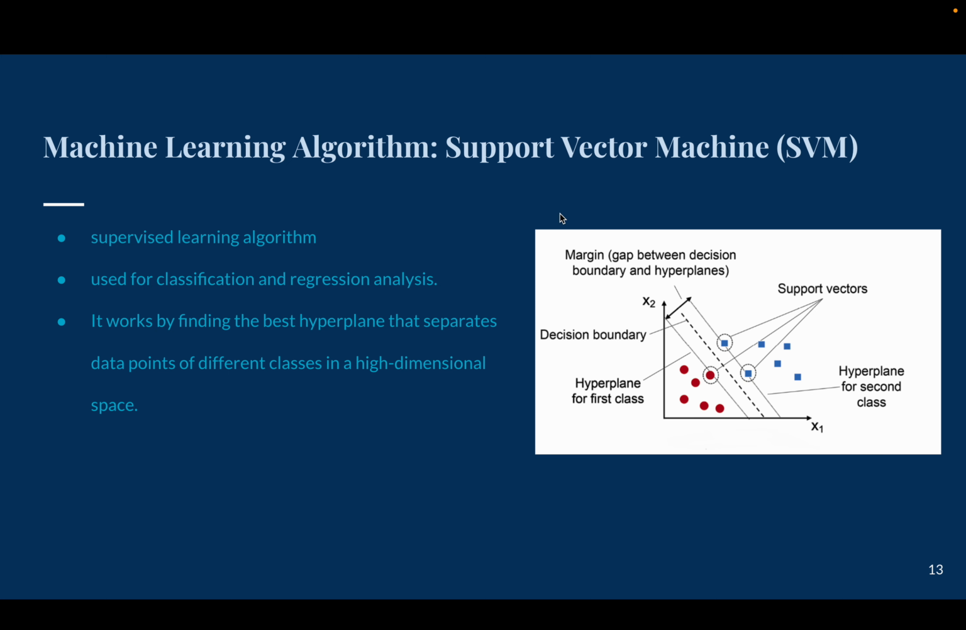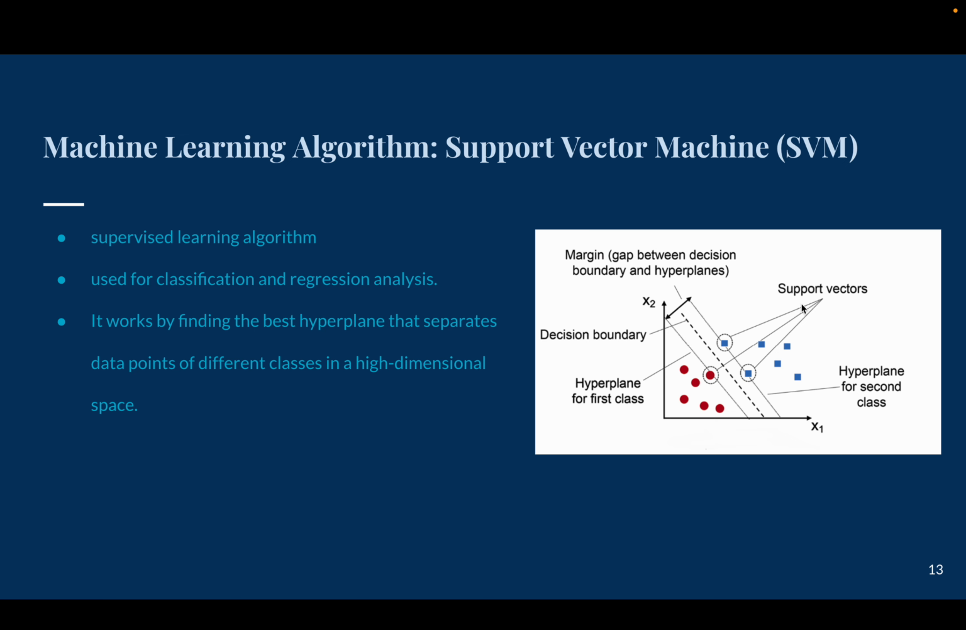Now, the machine learning algorithm I used is support vector machine. It is a popular machine learning algorithm used for classification and regression tasks. SVM is a popular supervised learning algorithm that works by finding the best possible decision boundary between different classes of data points in a high dimensional space.